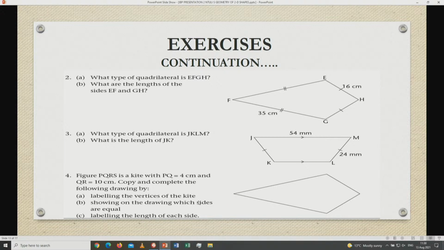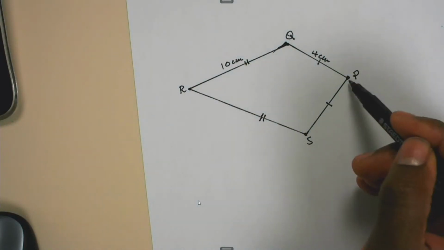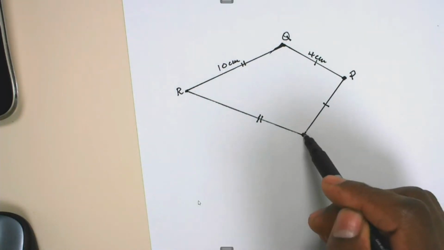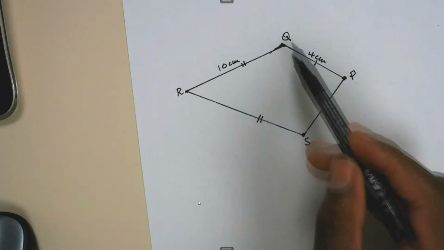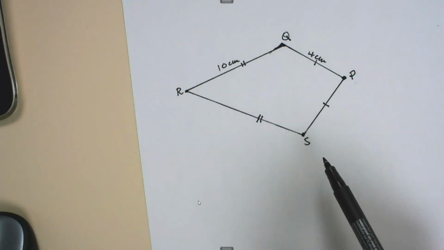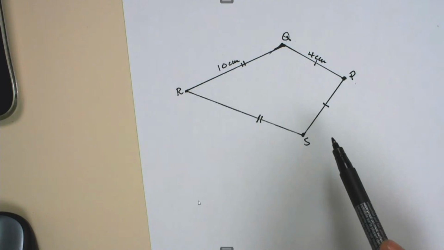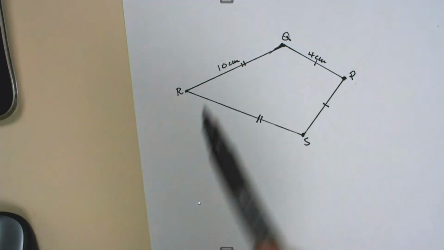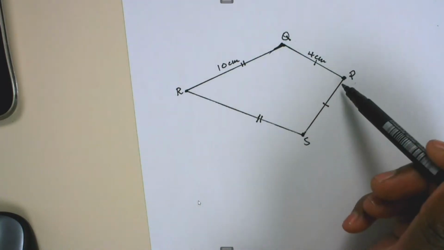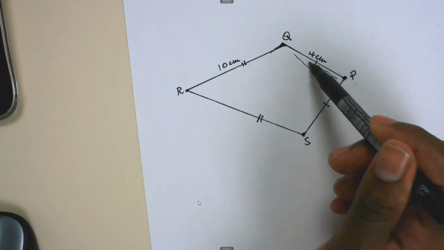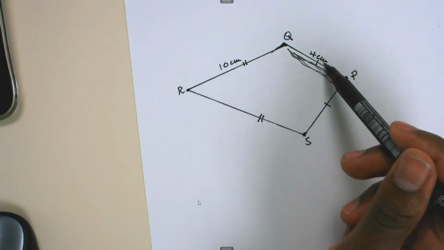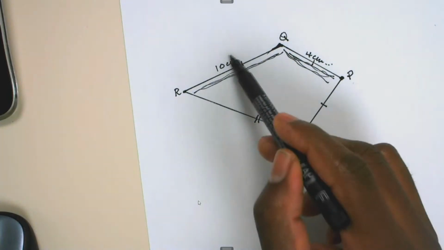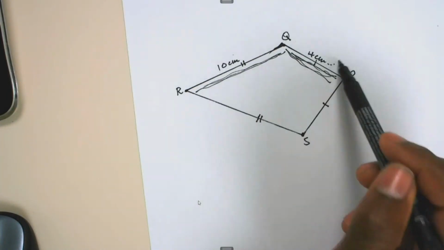The vertices, which are these parts, we have labeled them PQRS. That was the very tricky one. You needed to find out which will be the short distance. The tip, guys, is that if it is a kite, this means this is the shortest distance. So it will be 4 centimeters here, and this one is the long distance, 10 centimeters this side. So I placed the measurements first.